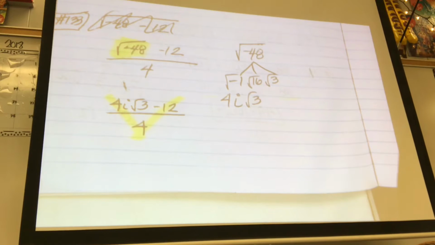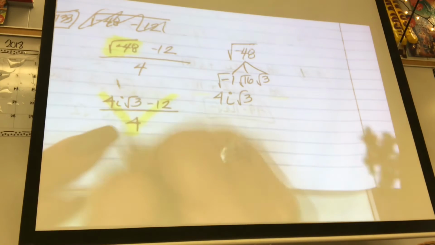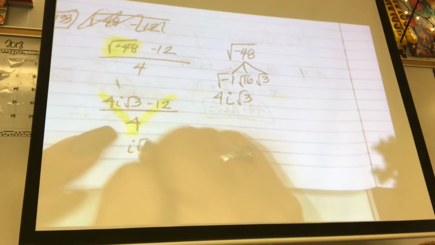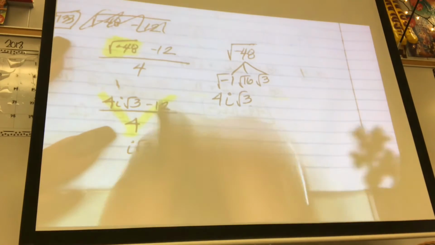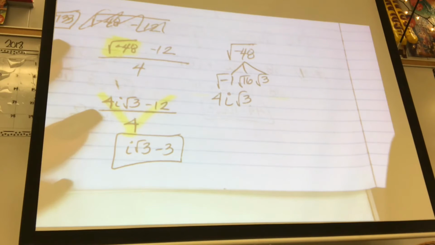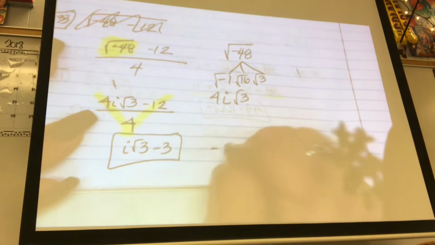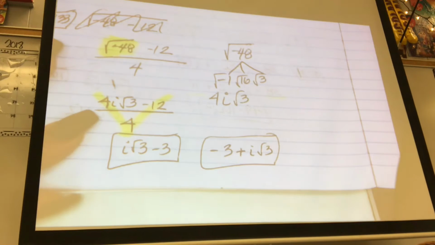Y'all with me? All right, Elizabeth, ready? What is 4 divided by 4 reduced to? 1. So then you're just going to be left with I rad 3. And then what is 12 divided by 4 reduced to? Minus 3. Yeah, that's what I got. Negative 3 plus I rad 3. That's the right way to write it.